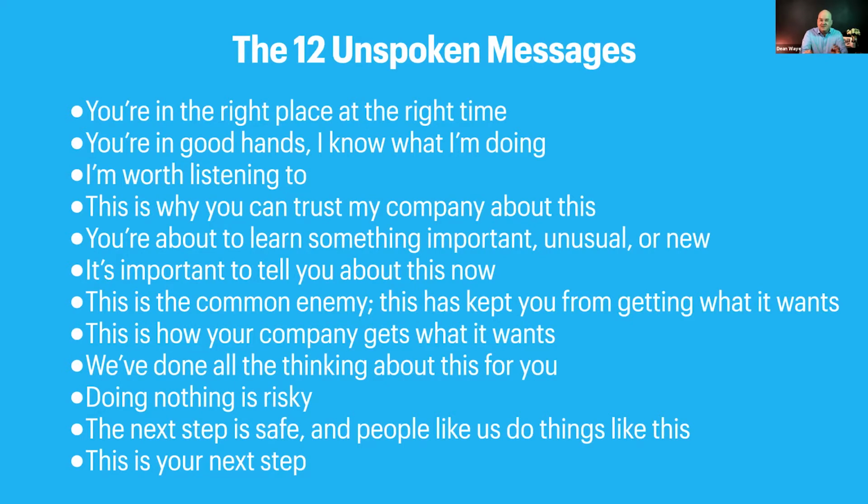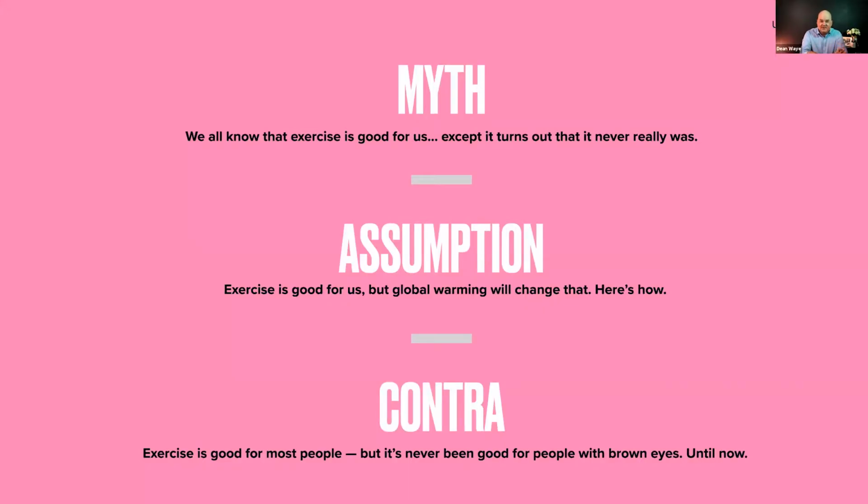Now, to show the difference between the 3, here's a really simple example using exercise. If we use myth, then we might say, we all know that exercise is good for us, except it turns out it never really was. And if we used assumption, we'd say, exercise is good for us, but global warming will change that. Here's how. And contra would be something like, exercise is good for most people, but it's never been good for people with brown eyes until now. These are just fake examples. Exercise is good for you, I promise, but you get the point.